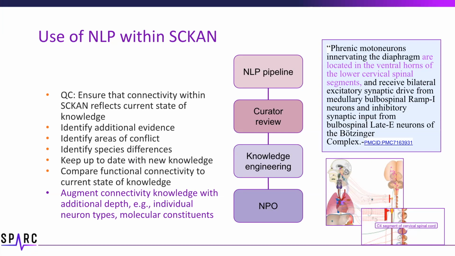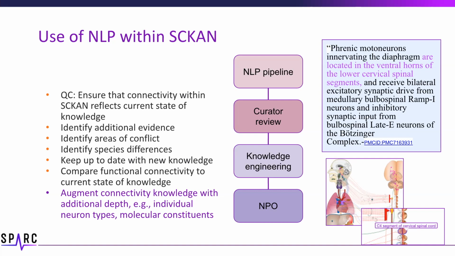We want to be able to keep up to date with new knowledge, so the pipelines run every quarter so that we can see if new information has come in, new work has been published. We want to actually be able to compare functional connectivity to the current state of knowledge. So if you look at a lot of papers, they will talk about connections between two structures, but you realize they're talking about functional connectivity. And we're kind of curious as to whether we can map anatomical routes that would account for that functional connectivity.